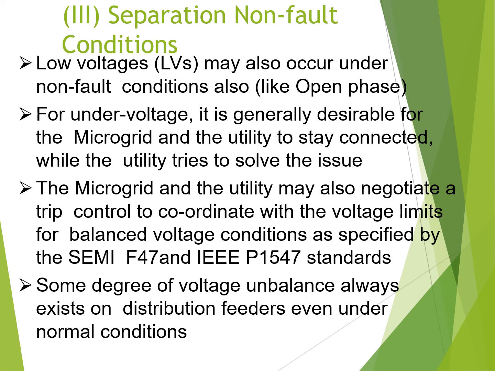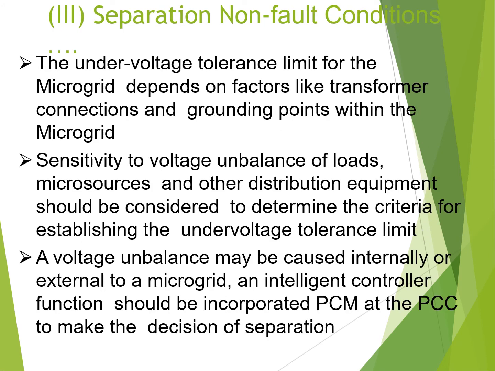And when we have to separate the microgrid, we can't say that all feeders have a load balance. A degree of unbalance will be there. Then the under-voltage tolerance limit for the microgrid mainly depends on factors like transformer connections and grounding points within the microgrid, and some loads will be highly voltage sensitive.